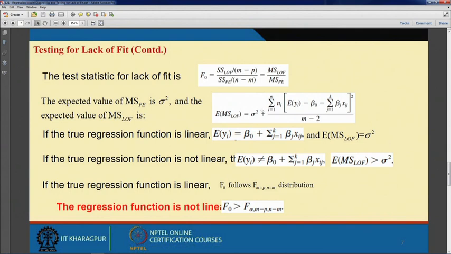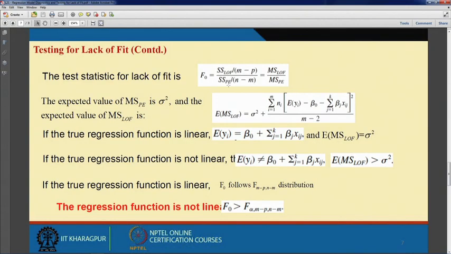Now the expected value of MS pure error is sigma square, and the expected value of MS lack of fit is sigma square plus this quantity. Beta 0 plus this is nothing but the predicted value, the expected value of y_i that falls on the regression line. If they coincide, this quantity becomes 0, so lack of fit and pure error are the same. But if they do not coincide, this quantity is more than 0, so the expected value of MS lack of fit will be more than sigma square.